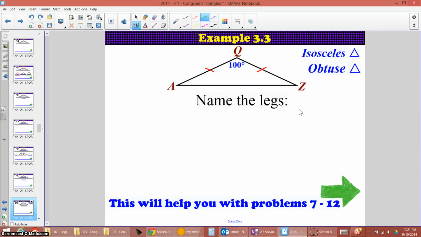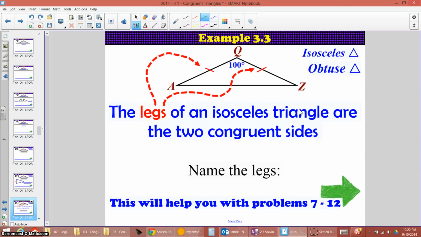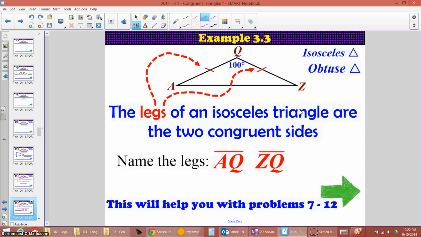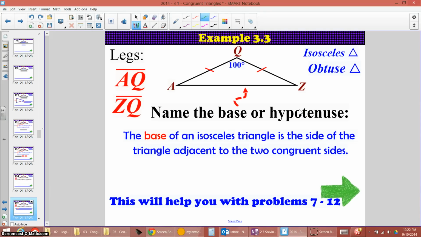All right, now name the legs of an isosceles obtuse triangle. Legs are the ones that are the same. So we're going to say AQ and QZ. They're the legs of the isosceles triangle. This is vocabulary words, memorize them. Legs are AQ, ZQ. Now it says name the base of the hypotenuse. The base or hypotenuse. That's the one that's not equal. So we just say it's AZ, not congruent.